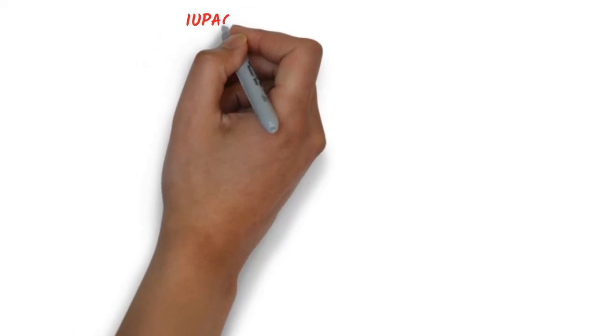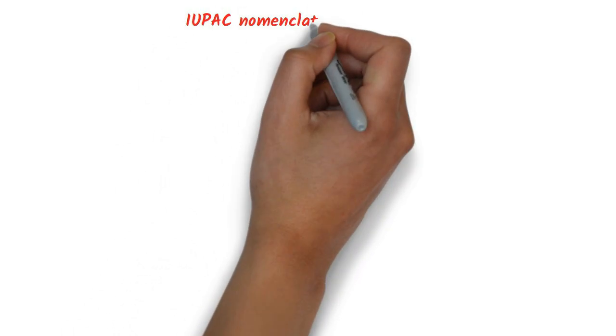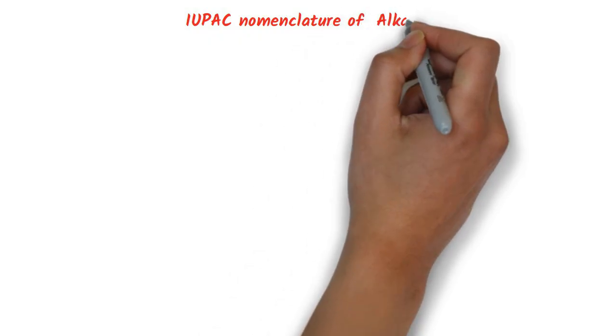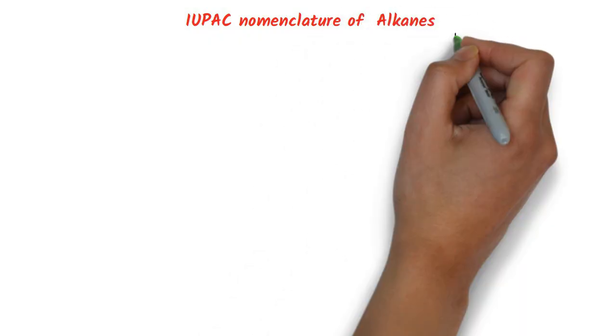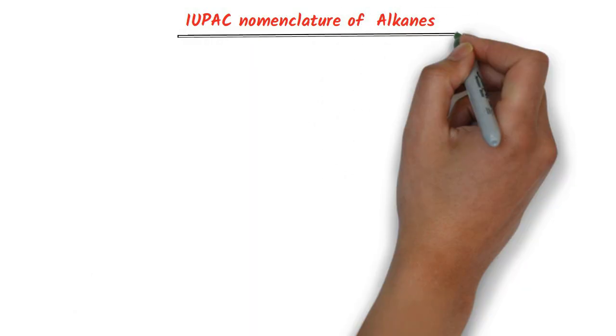In this lecture, we will discuss IUPAC nomenclature of alkanes. IUPAC means International Union of Pure and Applied Chemistry. This international committee has framed systematic rules for naming organic compounds. Time to time, some changes were suggested. At the end of this lecture, we will see what changes have been made in 2013 regarding naming of alkanes.